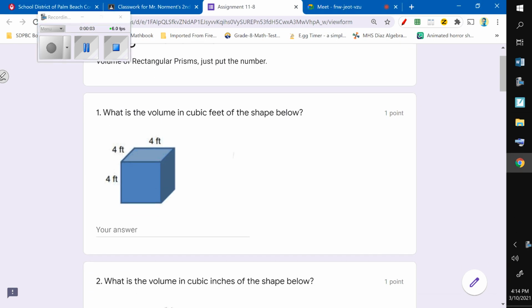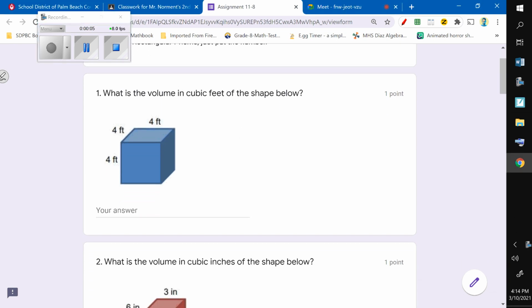So, here's your video of the help for lesson 11-8, finding the volume of rectangular prisms. It shouldn't be too difficult, especially because I didn't give you that many hard questions like I did on Monday.